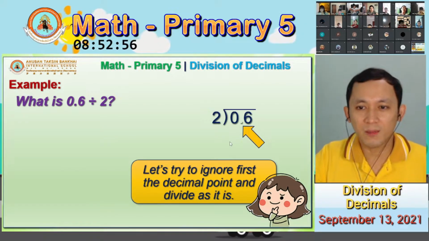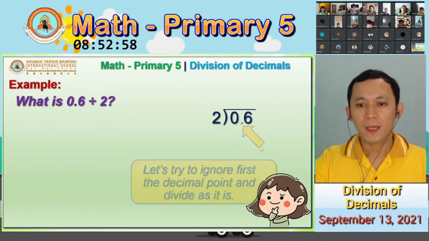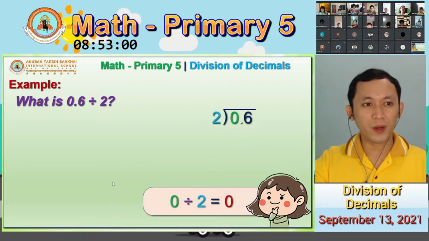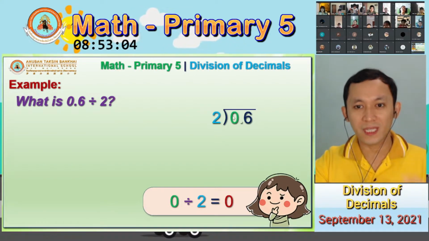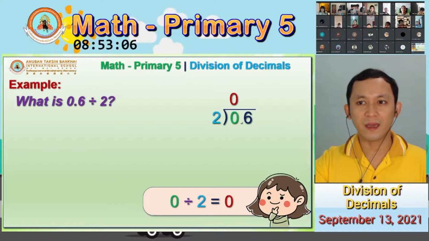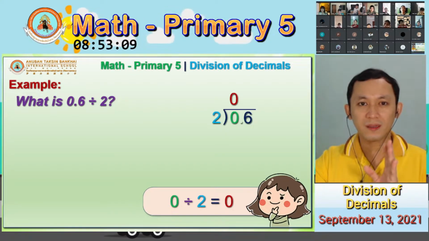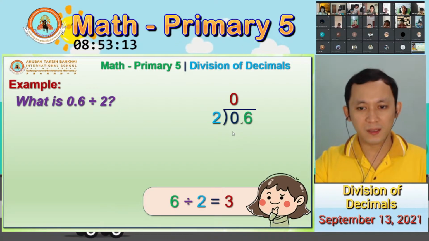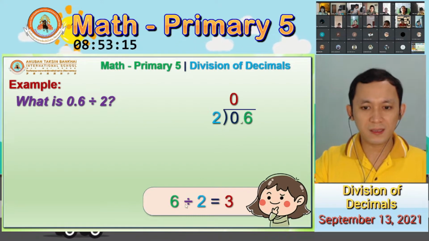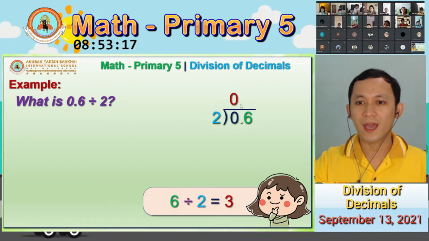Now let me proceed first. So here, if we are going to divide this normally, we have 0 divided by 2, of course that is 0. We cannot divide 0 by any number. Now let's proceed to 6. So we have here 6 divided by 2. We have 3.